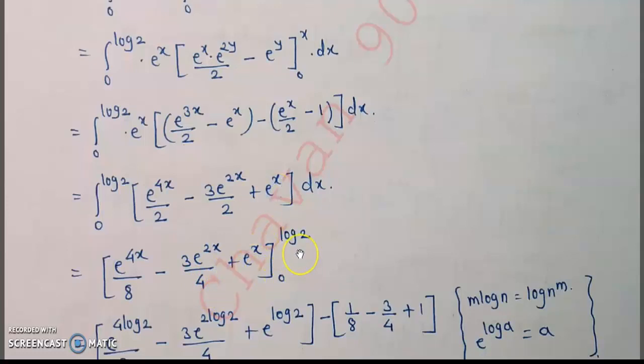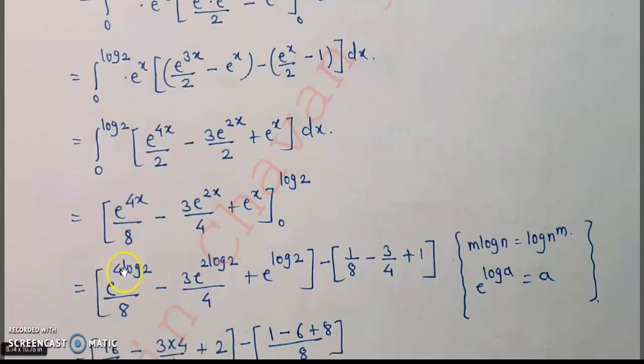When we use upper limit log 2, we get e raised to 4 log 2 upon 8 minus 3 by 2 e raised to 2 log 2 upon 4 plus e raised to log 2. This bracket is nothing but upper limit value minus lower limit. Put everywhere x as 0. So everywhere we have e raised to 0, which is 1. So we get only 1 by 8 minus 3 by 4 plus 1 as last bracket.